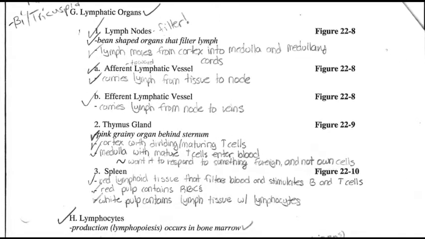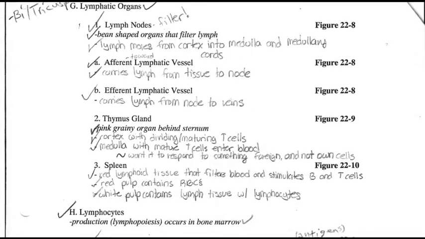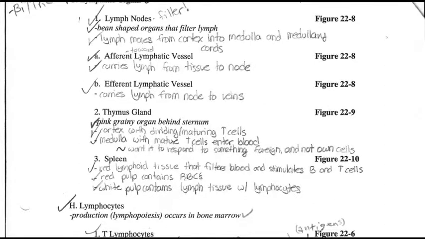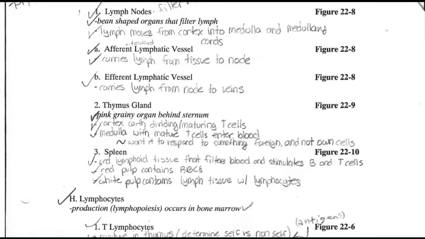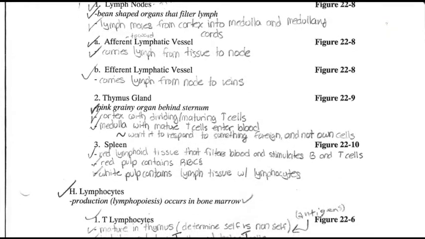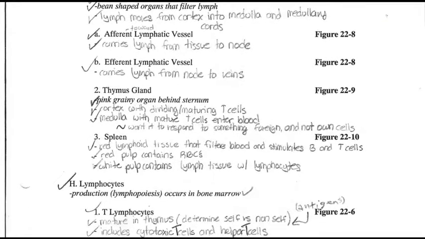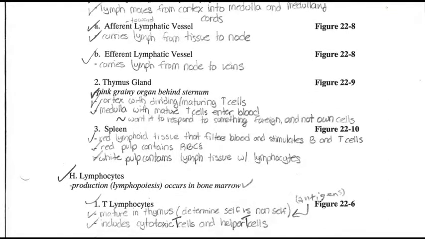Thymus gland. This is a pink, grainy organ behind the sternum. Within the thymus gland is the cortex with dividing and maturing T cells. Also within the thymus gland is the medulla with mature T cells that enter blood. These T cells respond to something foreign and not the body's own cells.